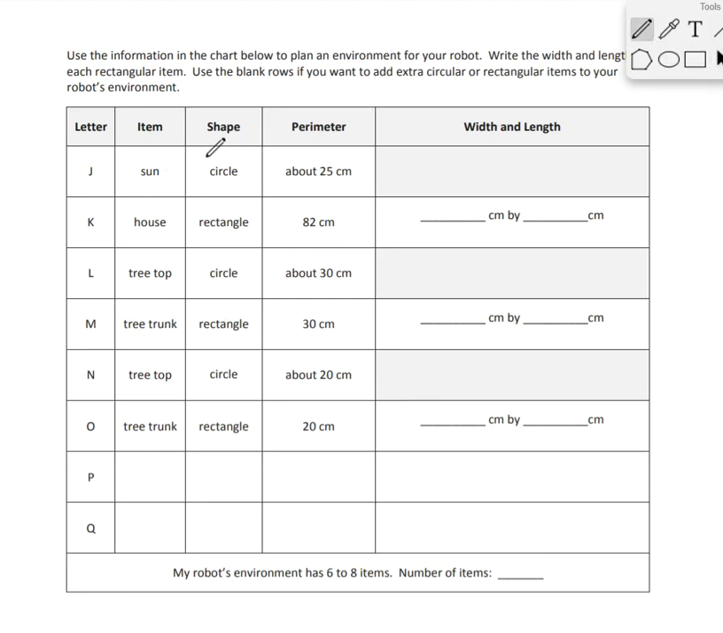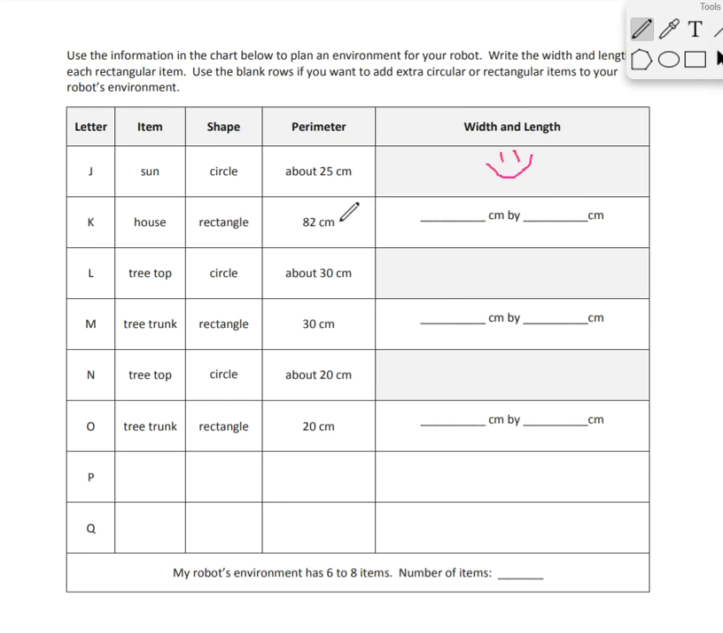So let's see, they've given us a sun, which is a circle. They've given us a perimeter of about 25. Because it is a circle, we don't have a width or a length. I'm just going to put a smiley face right here so I know I didn't skip that box, and I'm going to keep going. All right, we have a house, which is a rectangle.